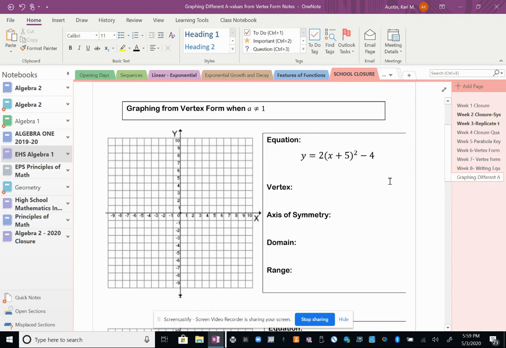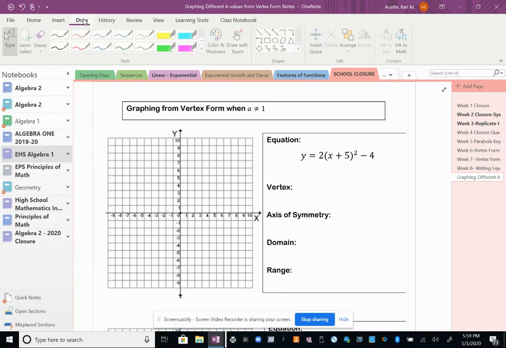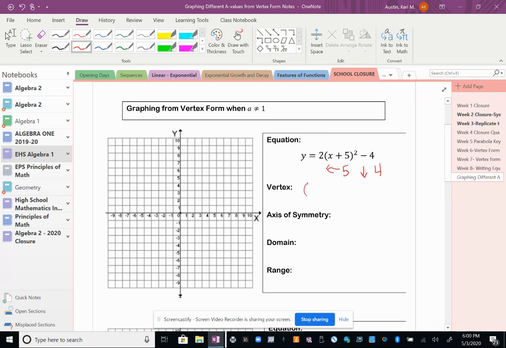Okay, so here's the notes, and we're going to follow the same technique that we did last week. We're first going to find the vertex. So the vertex for this one has been shifted 5 to the left and 4 down. So that's (-5, 4). I'm going to go plot that. -5, 1, 2, 3, 4. If you like to draw the axis of symmetry in, you can do that right now. You could wait till after you get your extra points. It's up to you. All right, so that axis of symmetry is x equals -5.